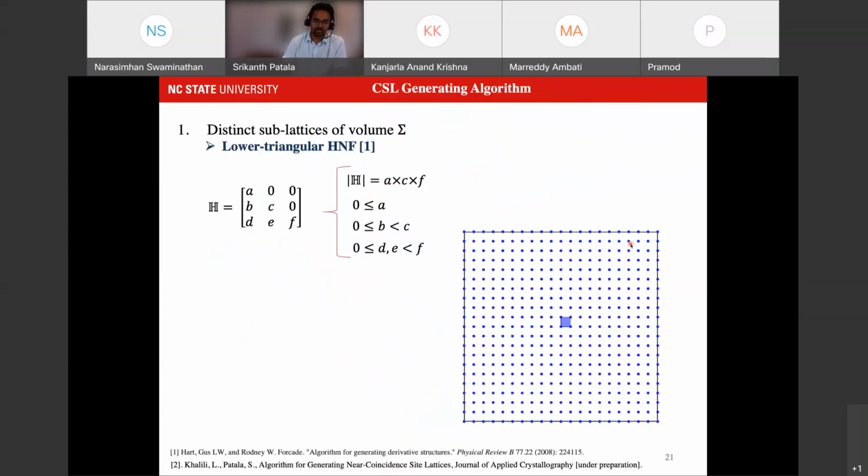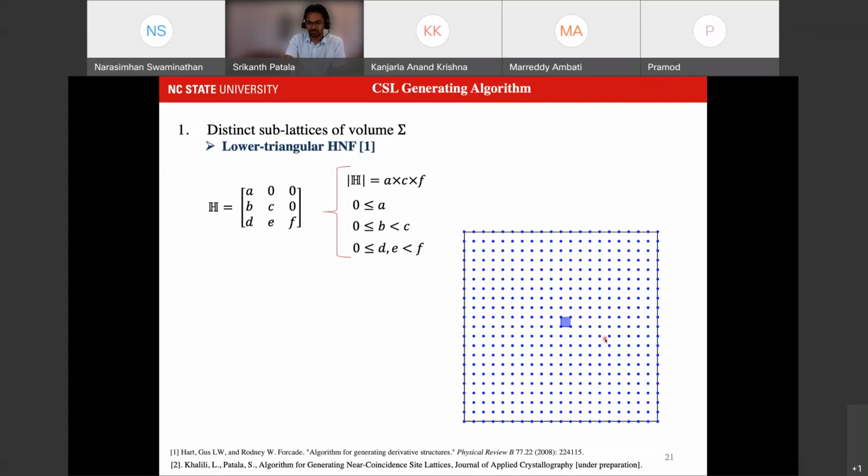All right, so this work we just recently submitted to the Journal of Applied Crystallography. The technique here is to generate what are called Hermite normal forms, and these are basically giving us what are called sublattices, but they're giving us unique sublattices. So let's say, again, I'm going to use the square lattice for illustration, but it can be used for any general lattice.